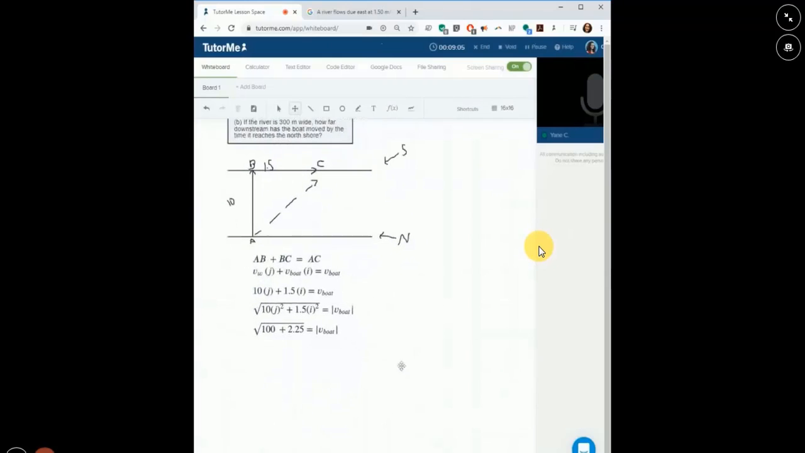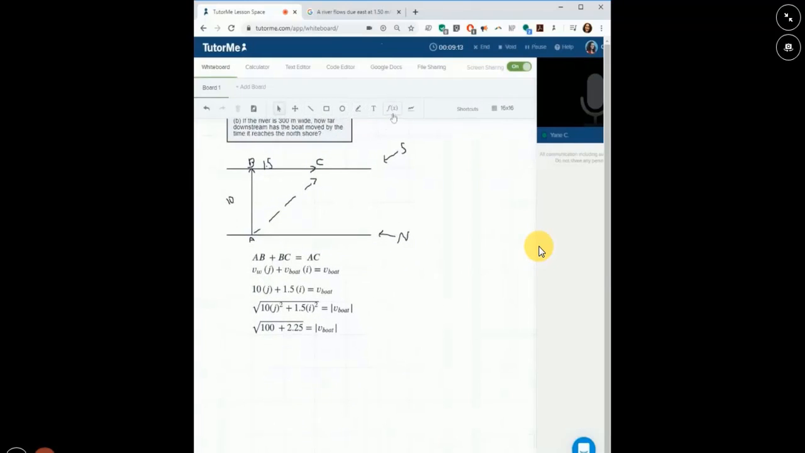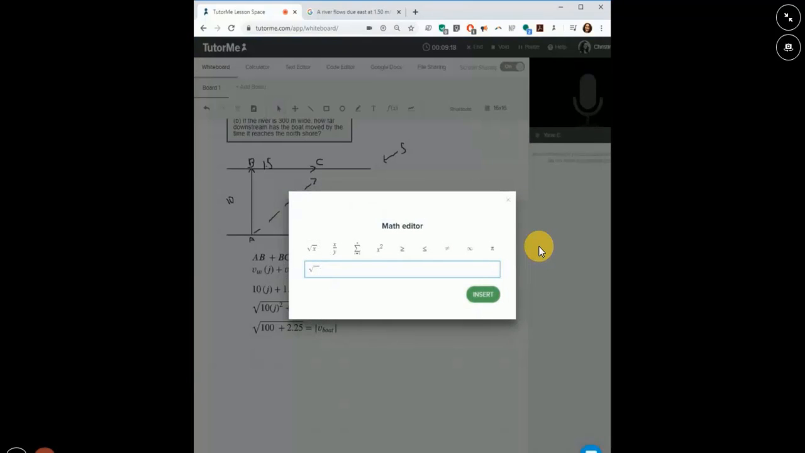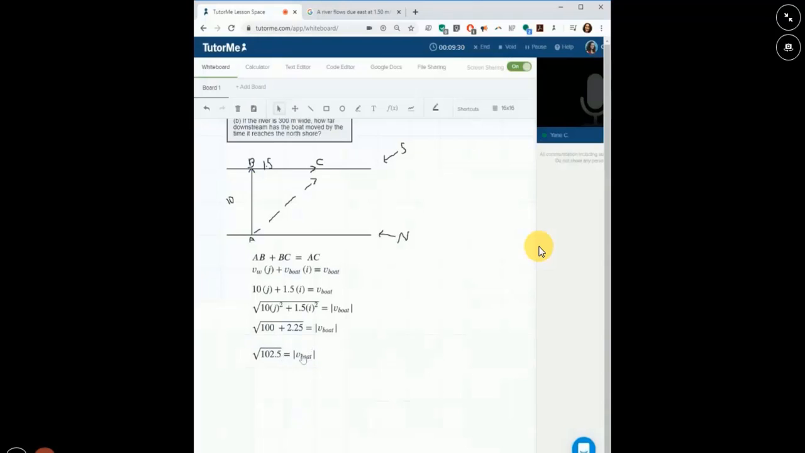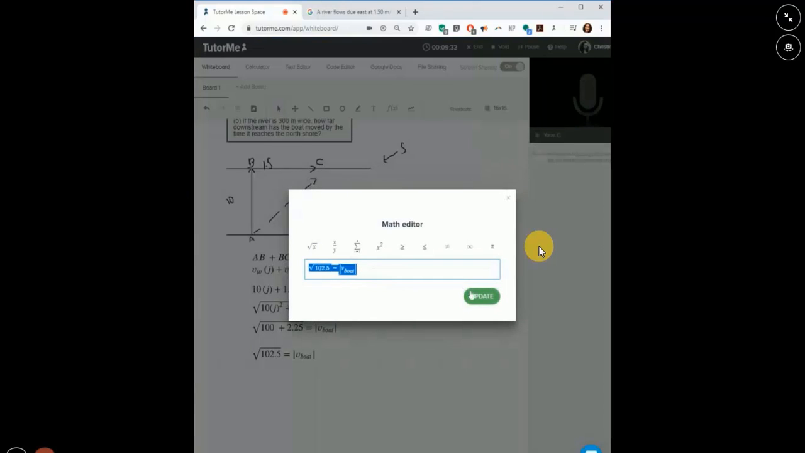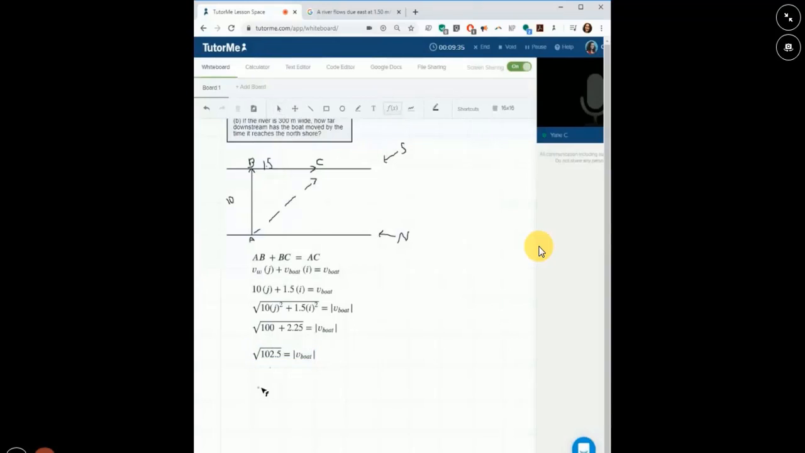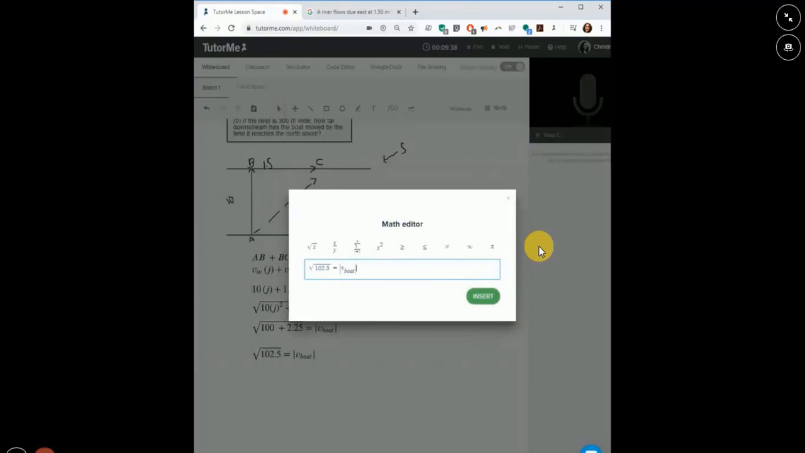Yeah. Okay, awesome. So now we just need to take the square root of that, which is going to be the square root of 102.5, which is going to equal the absolute value of the v boat. And then we can just simplify, and we get that the velocity of the boat is going to be 10.1 meters per second. And that's how you get the first part of it.